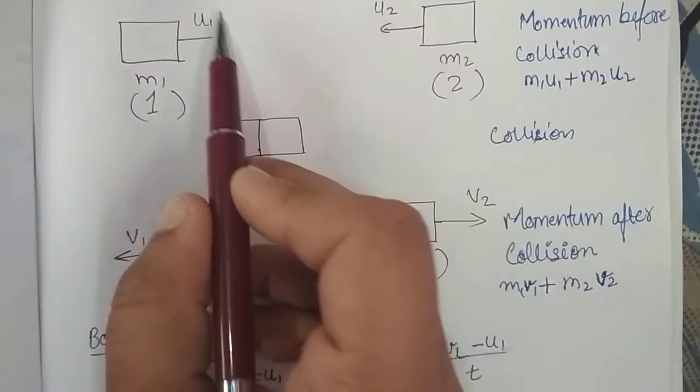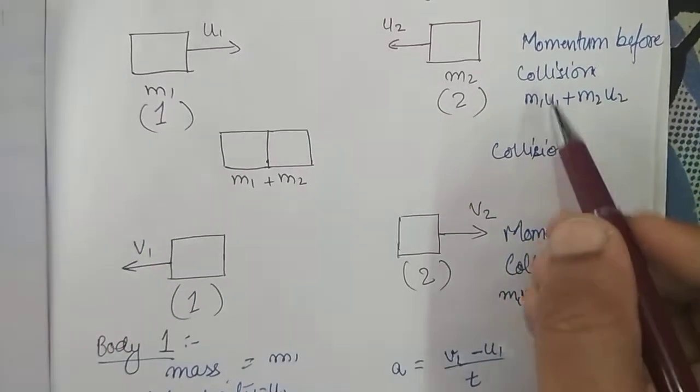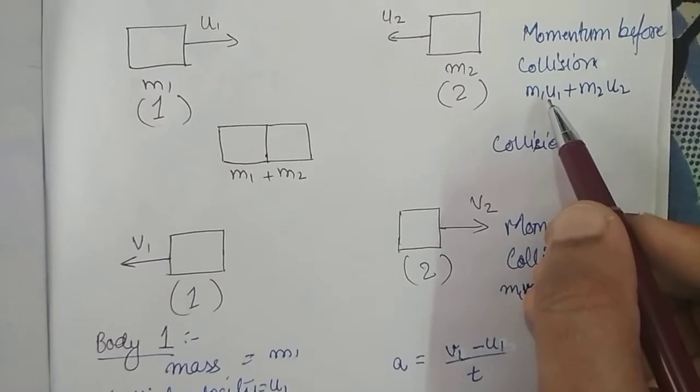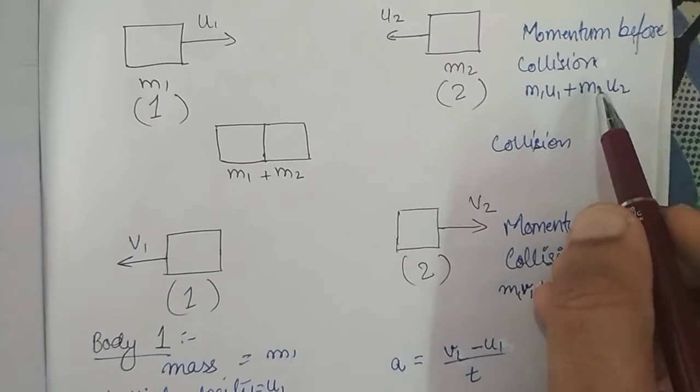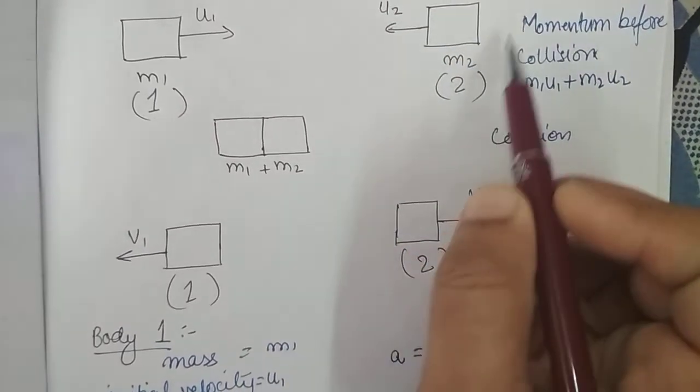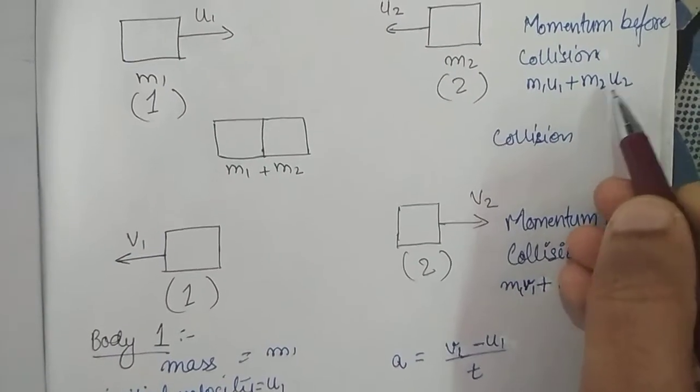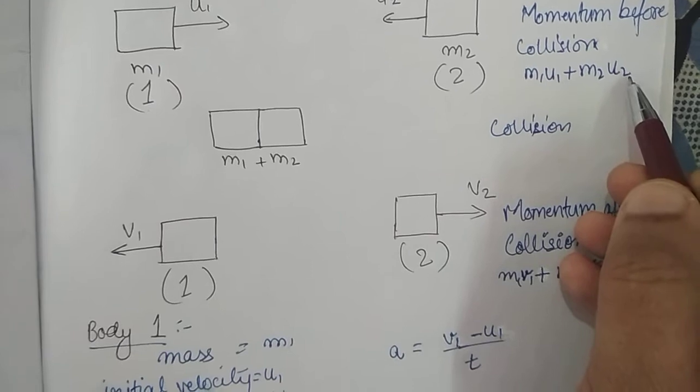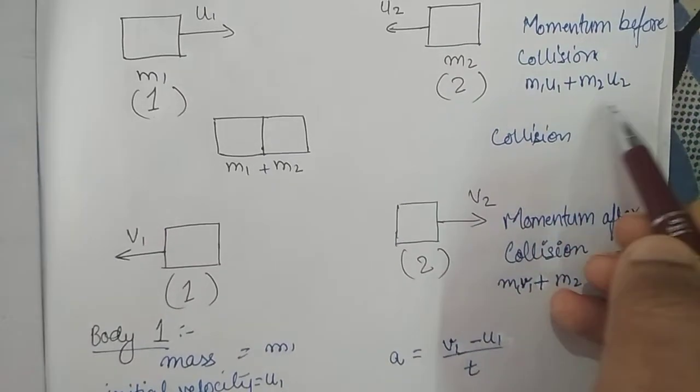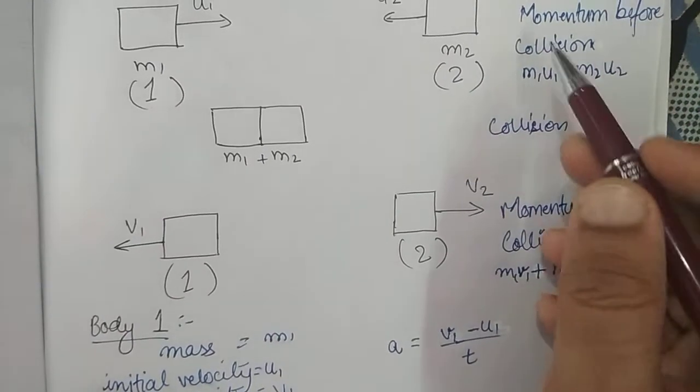If we calculate the momentum of object 1, we get m1 into u1, and if we add the momentum of the second object, we get m2 into u2. This is the initial momentum before the collision.